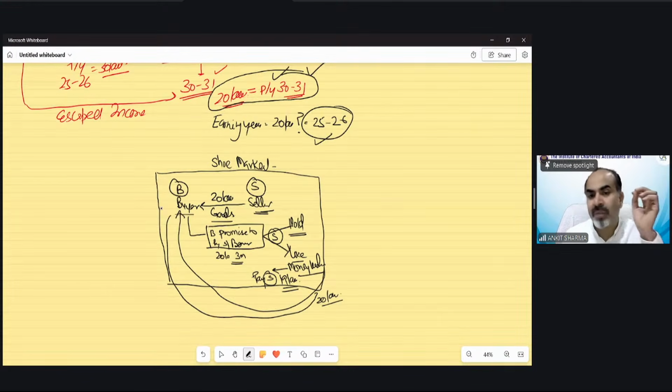Mr. S got the money instantly. Mr. B got the credit of 3 months. And after this 20 lakh rupees payment by Mr. B, this Hundi, Parchi, whatever we call it, has been destroyed.